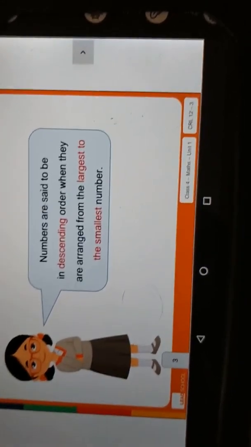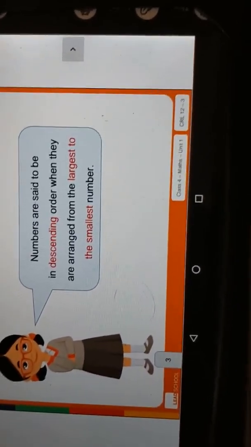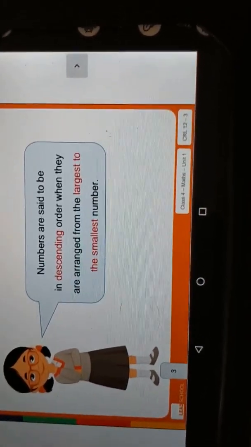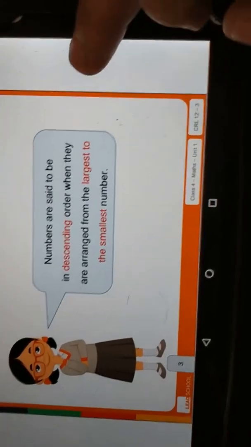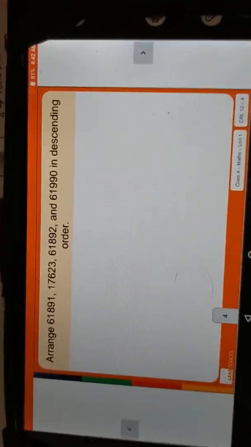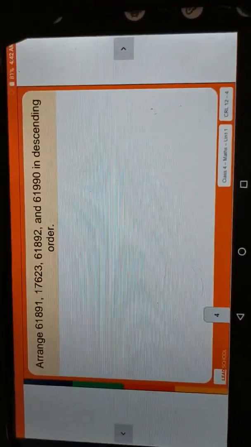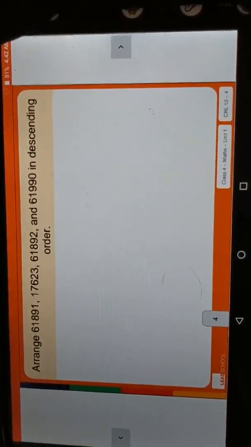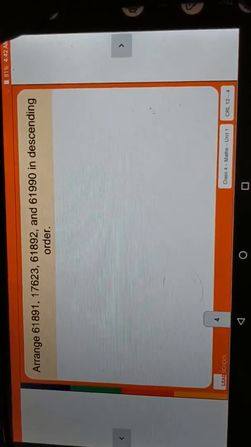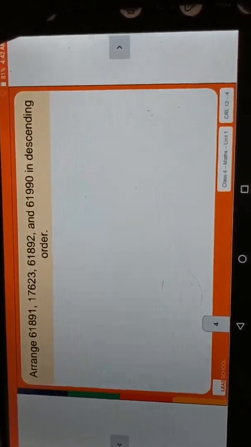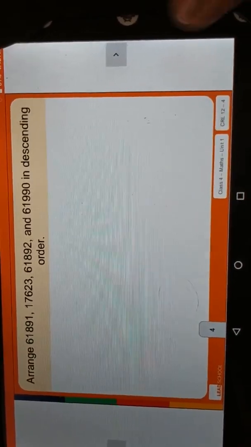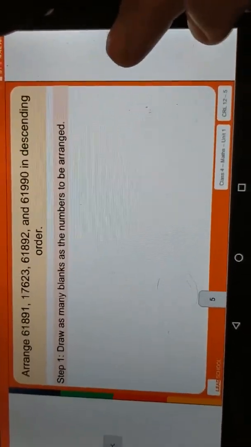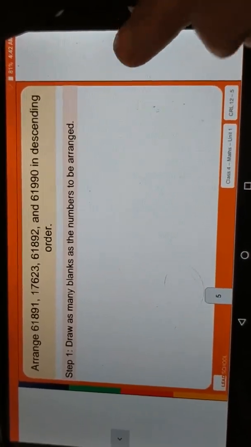Now numbers जब descending order, that means largest number to smallest number में हम उसको arrange करेंगे. How is it? So look at this. Here are 4 numbers: 61,891, 17,623, 61,892 and 61,990. So we have to draw as many blanks, okay, and those numbers we have to arrange.